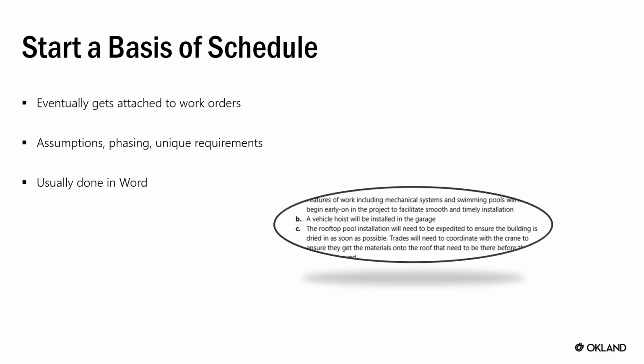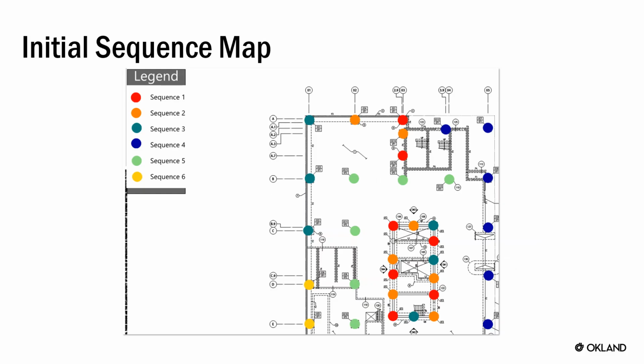So when you have SDs, one of the first things you're going to do is start a basis of schedule. This is usually a Word document. It's attached to work orders so that you're tying trade partners into it. But what it is, after you've digested the RFP, some of your contract documents, things like that, you'll start writing down assumptions. You're going to develop an initial sequence map in this phase.